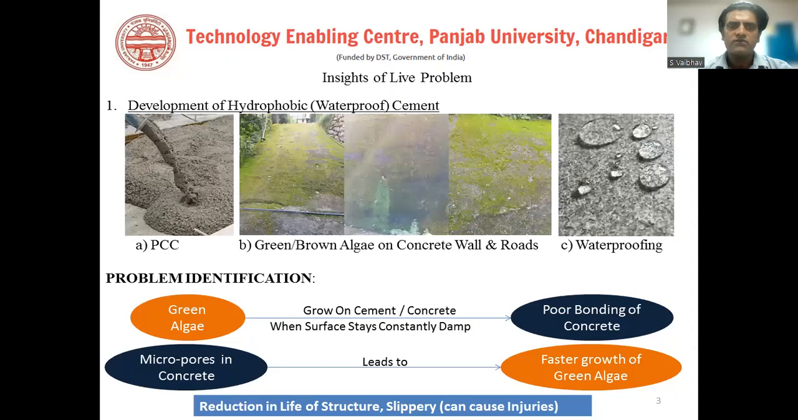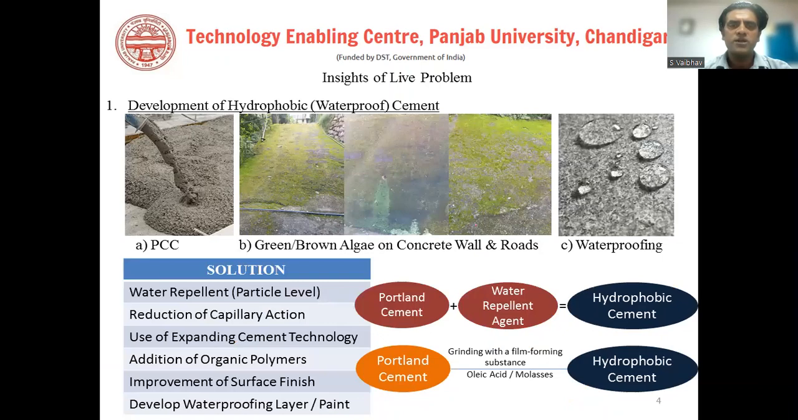In this, we have seen that green algae grows on cement and concrete when surfaces stay constantly damp. It leads to poor bonding of concrete. The micropores in concrete further lead to faster growth of green algae. It reduces the life of the structure and, due to its slippery nature, can cause various injuries. So the requirement is for developing waterproofing cement.